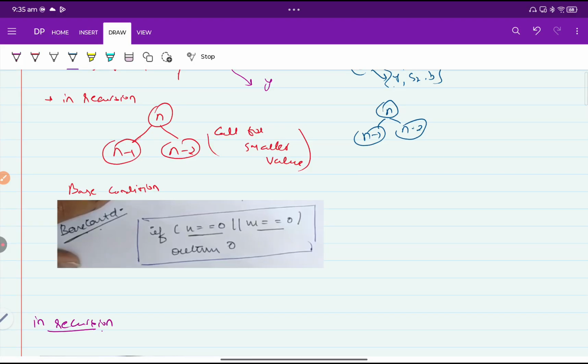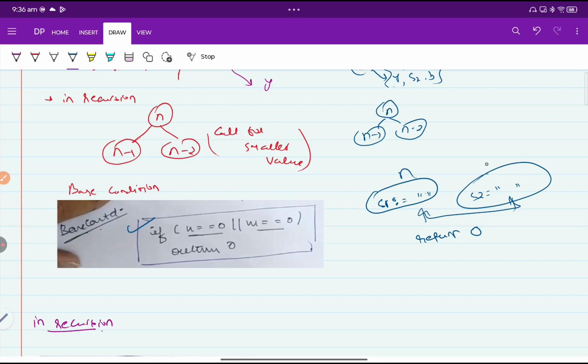What is the base condition? The base condition is like the minimum valid answer. If string s1 is given and is empty, and string s2 is also empty, what is the longest common subsequence? There is nothing in the sequence, so there is no subsequence. That's why we return 0. So if n is the length of s1 and m is the length of s2, and either has length equal to 0, then I have to return only 0.